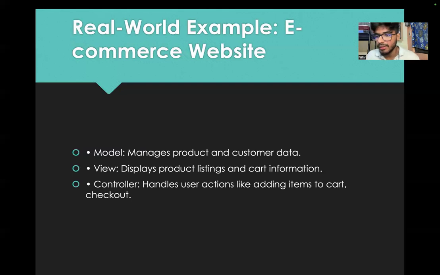Real world example: we said Amazon, right? The model manages data, product and customer data. It stores data. If we are purchasing a product, through the view we can only give the input, like this is the product I want. Through the controller, the model receives the data that this customer orders this product.